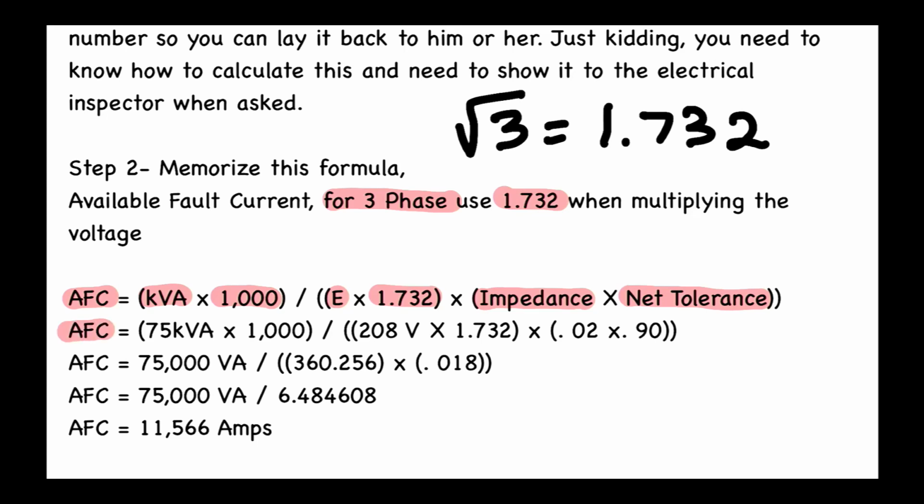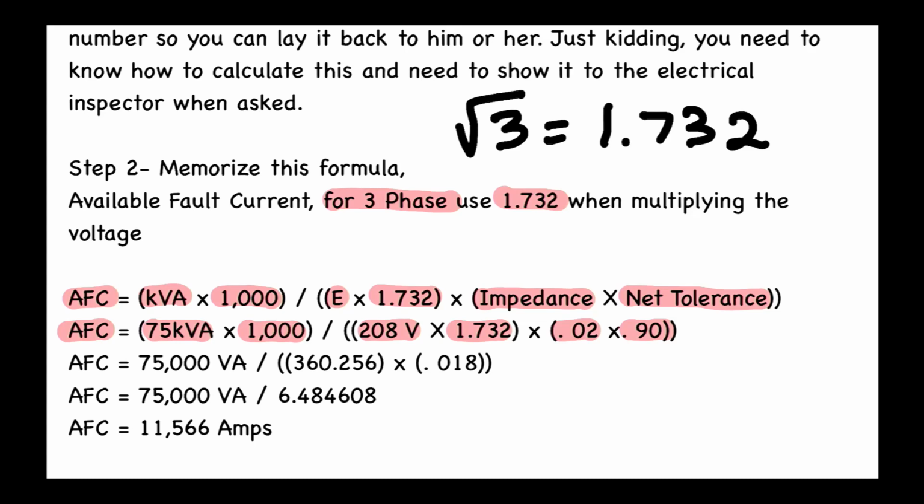So available fault current, AFC, is equal to 75 kVA times 1,000, over the voltage times 1.732, times the impedance of 0.02, and this net tolerance of 0.90. When I said this 10% net tolerance, we want to make the available fault current worse, so we multiply that by 0.90. You can play around with the numbers and see that by making it 0.90, we're making this worse, because when the impedance becomes lower, the available fault current is going to get larger.